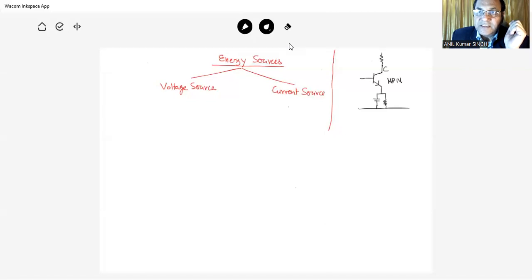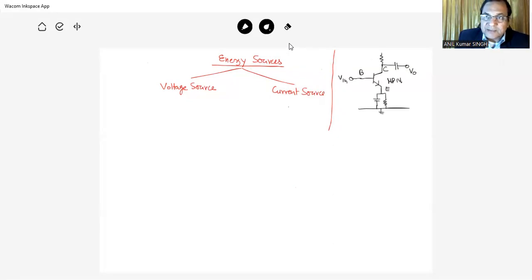This is the C collector end, this is the E emitter end, and here it is the base end. And here it is the output. This point is VO, the output, and this point is V in, the input. So base, collector, emitter, and here it is grounded.